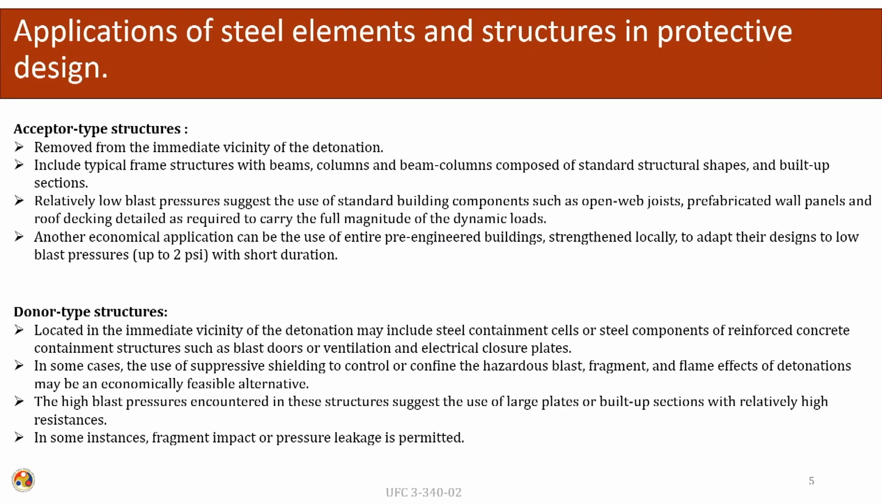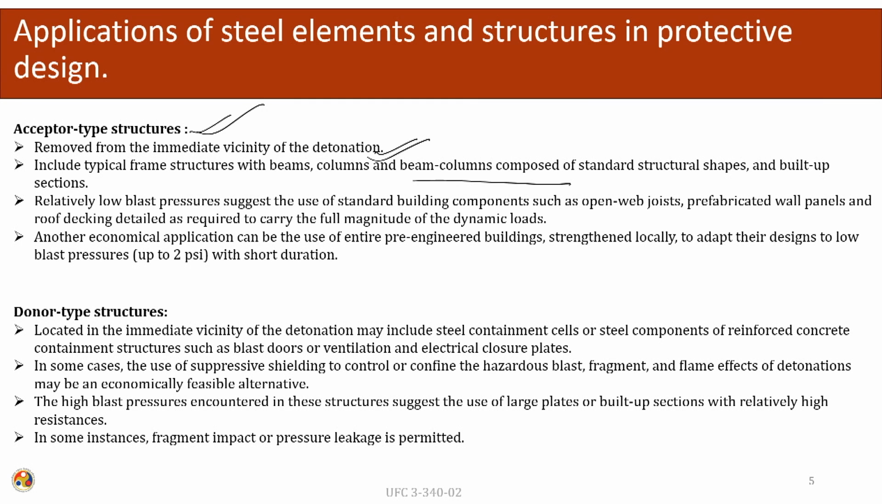So, now we are looking into the design of steel structural elements. Different types of elements are broken down depending upon their usage and what they are going to give. There is something known as the accepted type of structures. So, what is an accepted type of structure? The accepted type of structures are removed from the immediate vicinity of the detonation. They include typical frame structures with beam columns composed of standard structural shapes and built up sections.